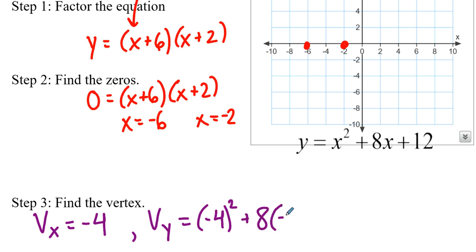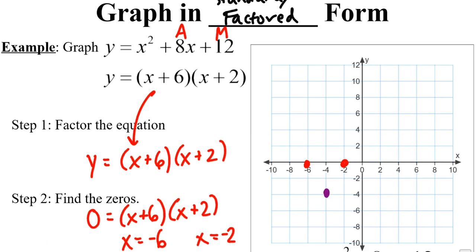Plus 8 times -4 plus 12. That's going to be 16 minus 32, which would be a -16 plus 12. That would be a -4. So -4, -4 should be where the vertex will be located. And then the last part is the standard form. Because it's in standard form, we know where the y-intercept is. It's at 12. So it's right up there.